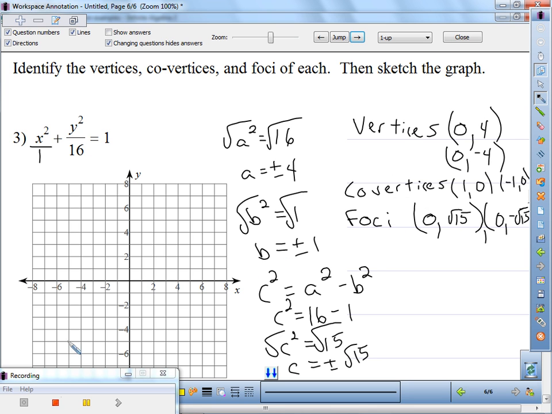Alright, and then to graph it, I'm going up and down to 4, so that's 2 more points. And then 1 and negative 1. And then, so that's our ellipse.